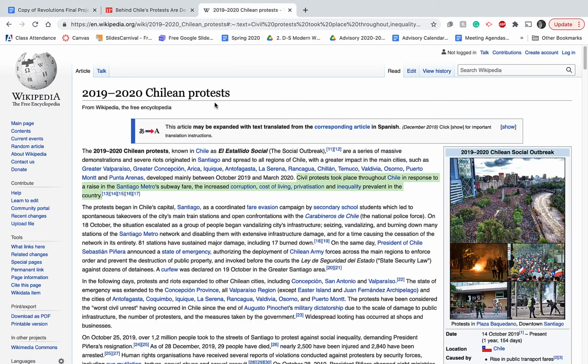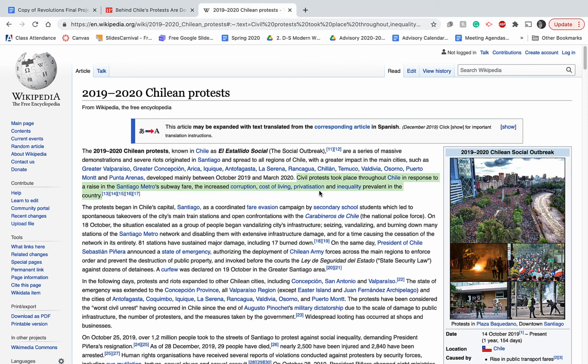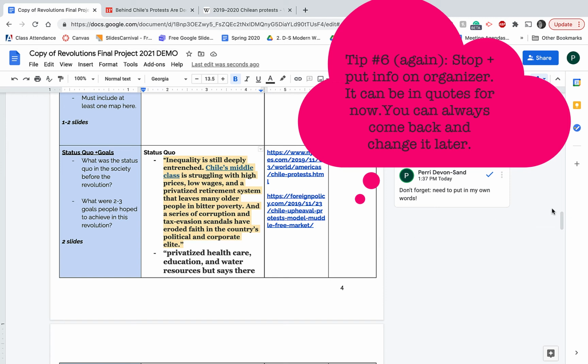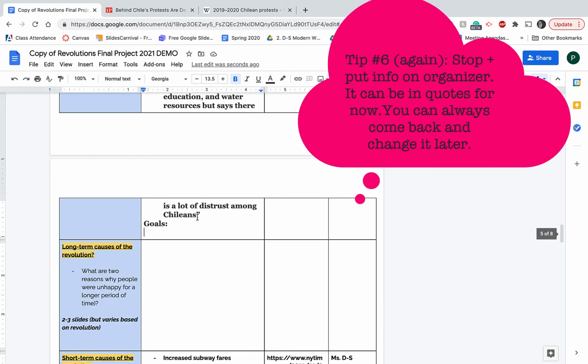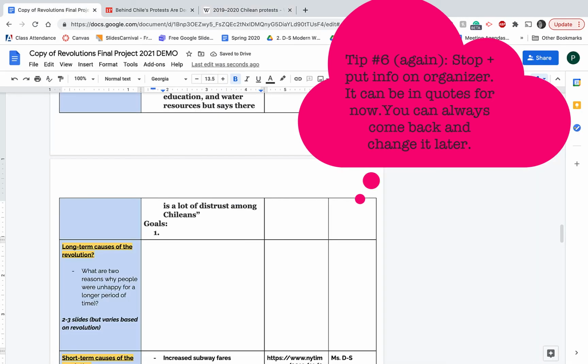Okay? And the increased corruption and cost of living. Okay? And privatization and inequality prevalent in the country. So I can probably take a guess. I'm going to write this down so I don't forget. Looks like one of the goals is get rid of corruption.